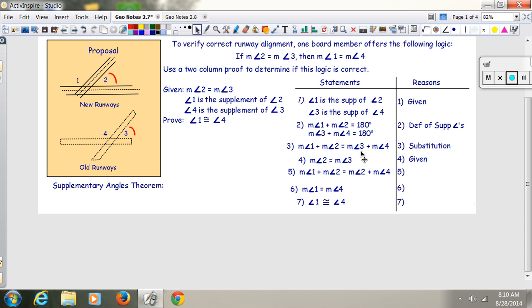Okay, what did I do? Look at what they did here. They had a 3, and now what do they have? A 2. What did they do here? Substitution again. They took out the 3 and they put in a 2 because it was equal.